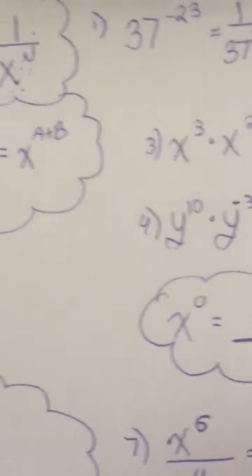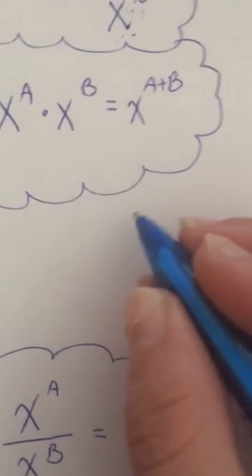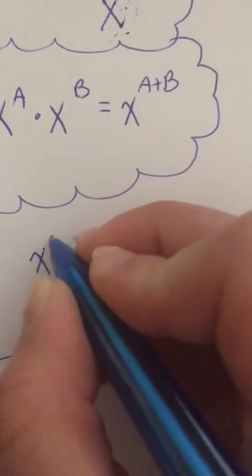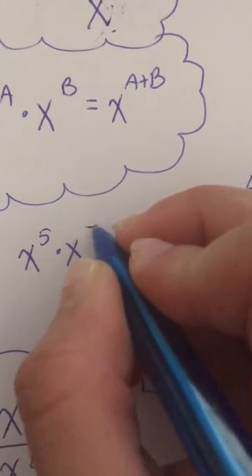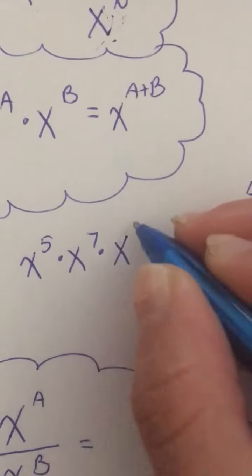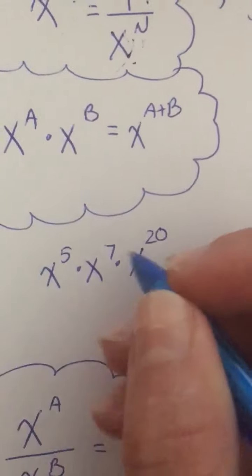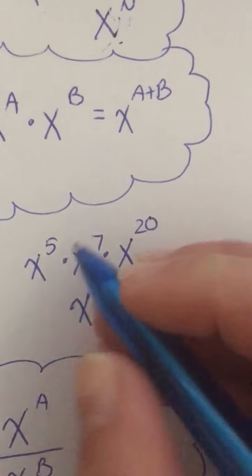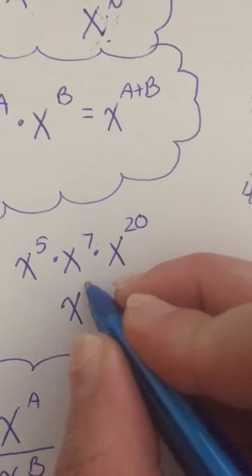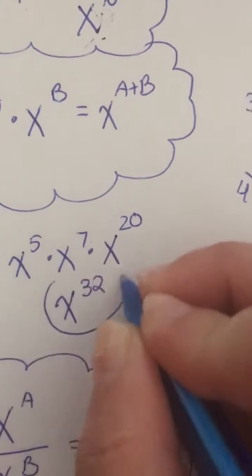I just want to do one other quick example to the side with you. So even if you have 3 of them, like x to the 5th times x to the 7th times x to the 20th, you would just add all those exponents up. So that would be 12, and 20 is 32, x to the 32nd.